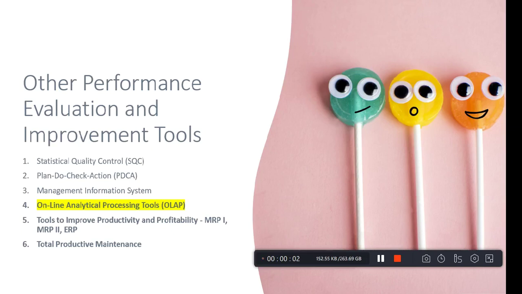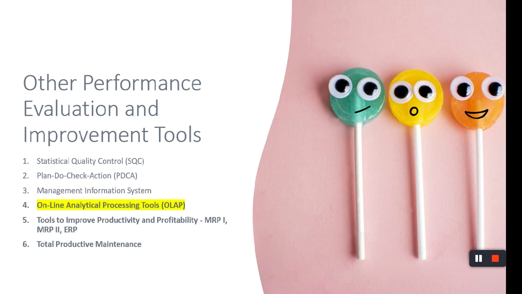Hi class, so we are now down to the ninth out of the 11 improvement tools that we are going to discuss this entire semester. So the ninth improvement tool we have is your OLAP or your Online Analytical Processing tool. So let's begin.